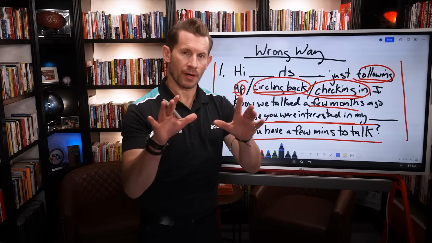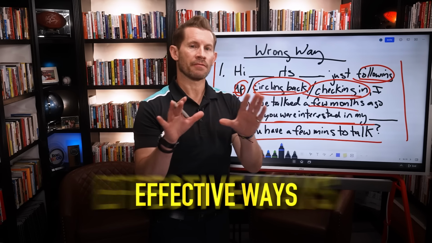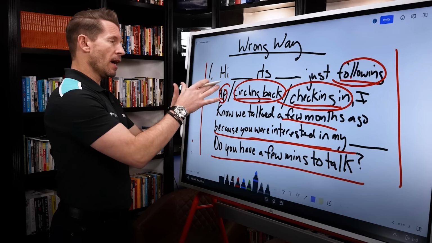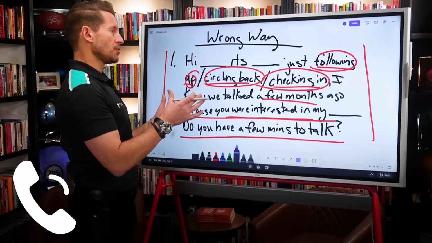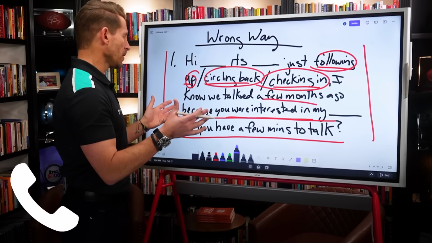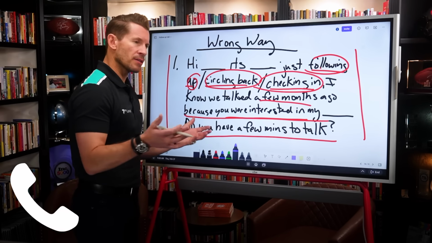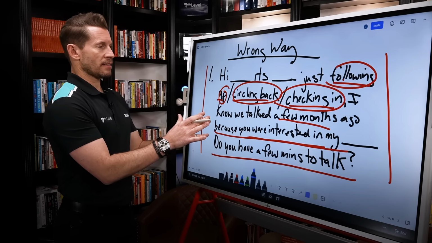All right, in this training, I'm going to show you effective ways to actually follow up. The wrong way is something like this. "Hi, is Mary there? Mary, hey, it's James Miller, just following up with you. I know we talked a few months ago because you guys were interested in my blank. Do you have a few minutes we can talk?" Or something like that, okay?